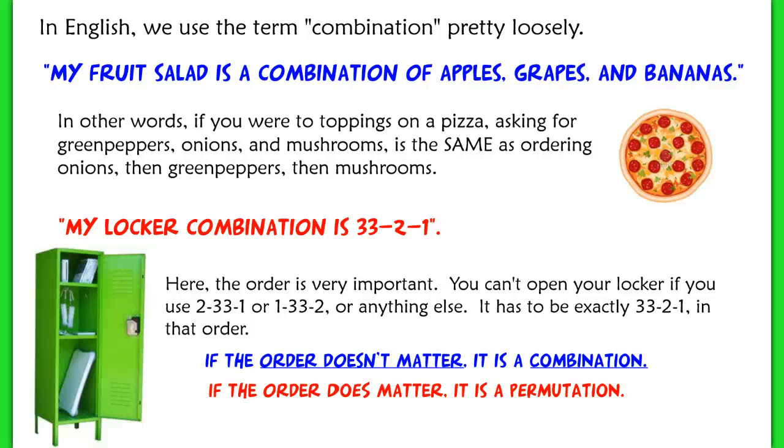Now, the word combination is also used in reference to lockers. People say, oh, my locker combination is 33-2-1. But here, the order is actually very important. If you were to try 2-33-1 or 1-33-2, even though it's the same numbers, it won't work, right? Our locker would not open. It has to be exactly 33-2-1 in that specific order for that to work. So if the order doesn't matter, we call that a combination. If the order does matter, it's considered a permutation.